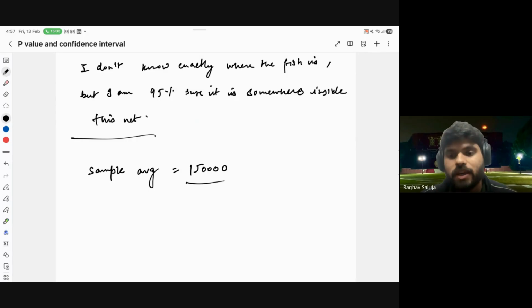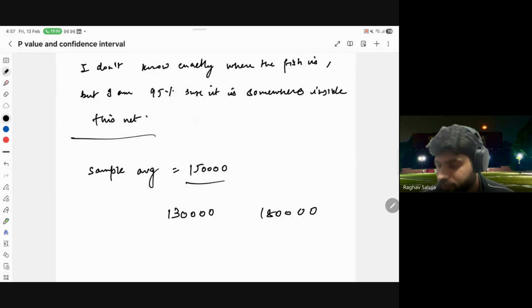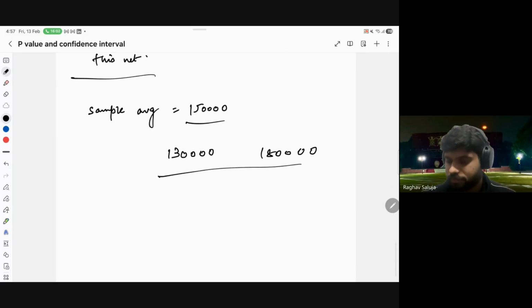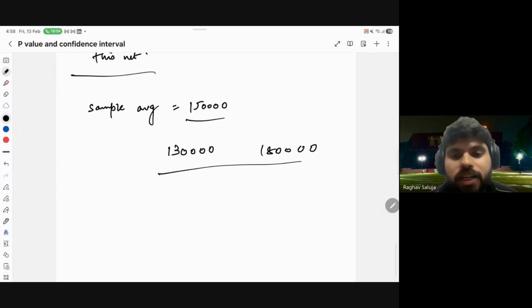You might say, we are 95% confident that the true average salary of data scientists in India is between 1,30,000 and 1,80,000. This is what confidence interval is all about.